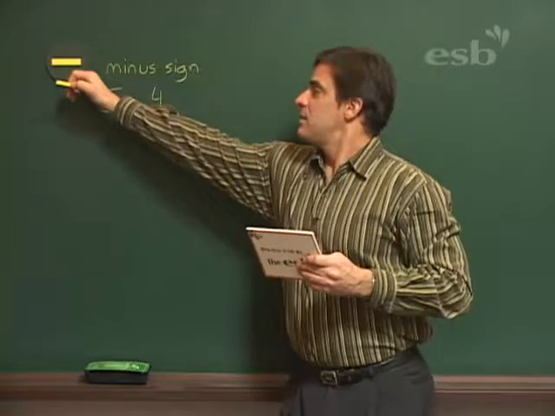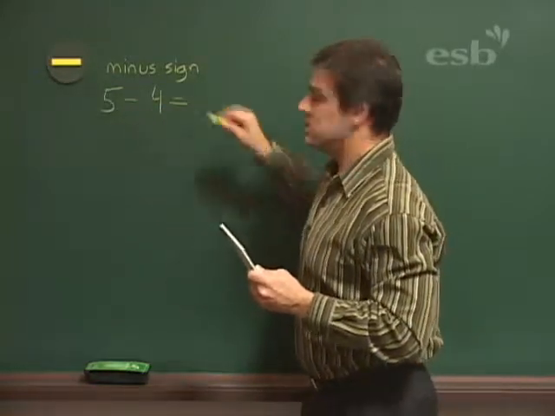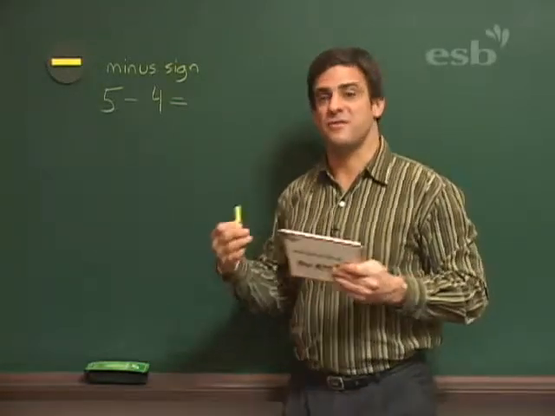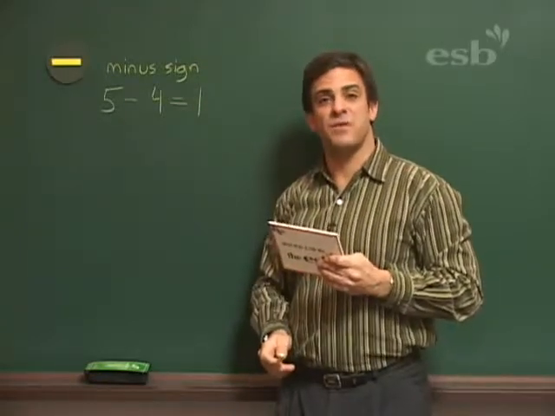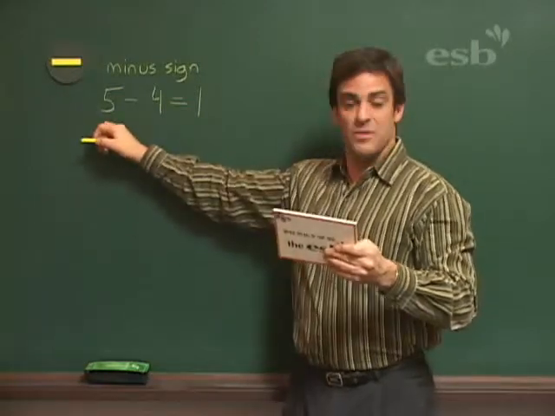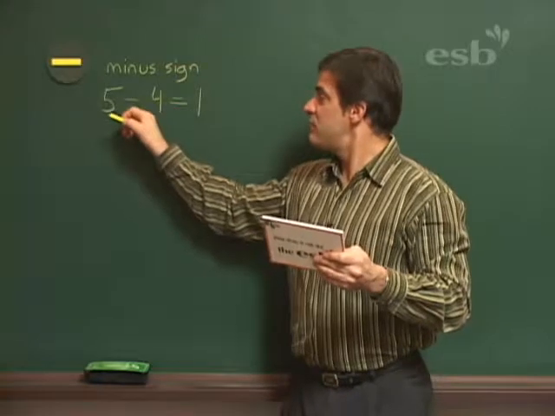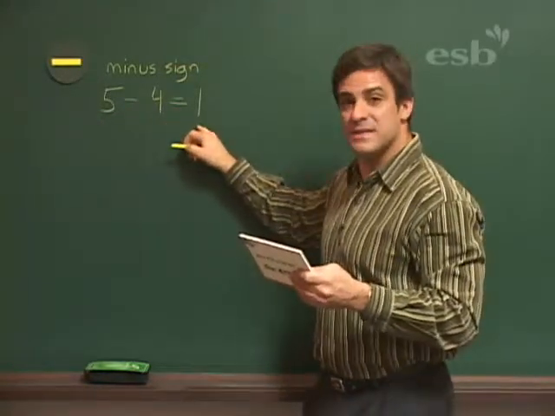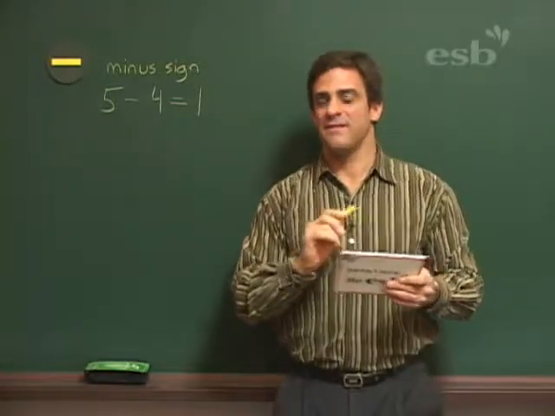5 minus 4 equals. Now we have the difference. 1. 5 minus 4 equals 1. So you subtract 4 from 5 and you find the difference, the answer, which is 1.